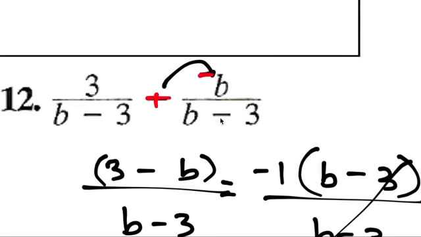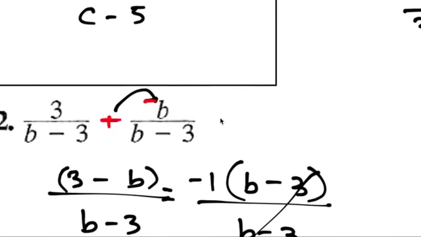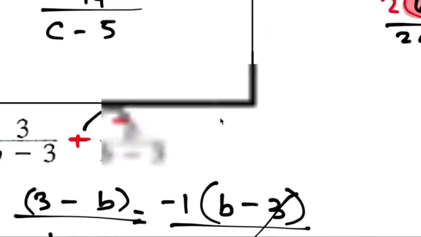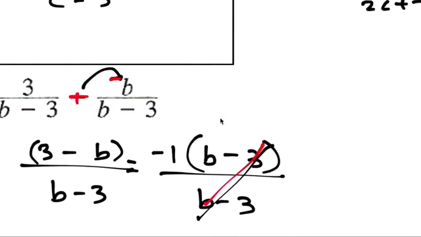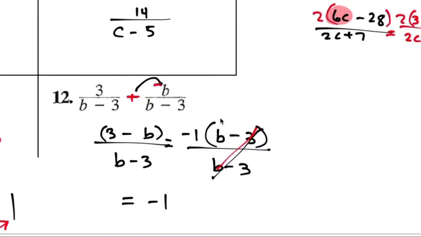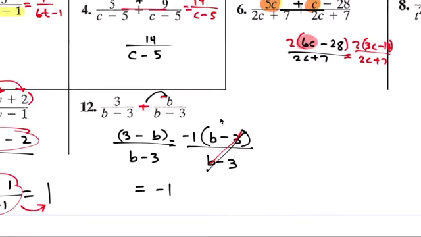Write it in standard form. The reason why we do this is to see if we can factor out. That factors out, and your answer is -1. Hope you guys see that.